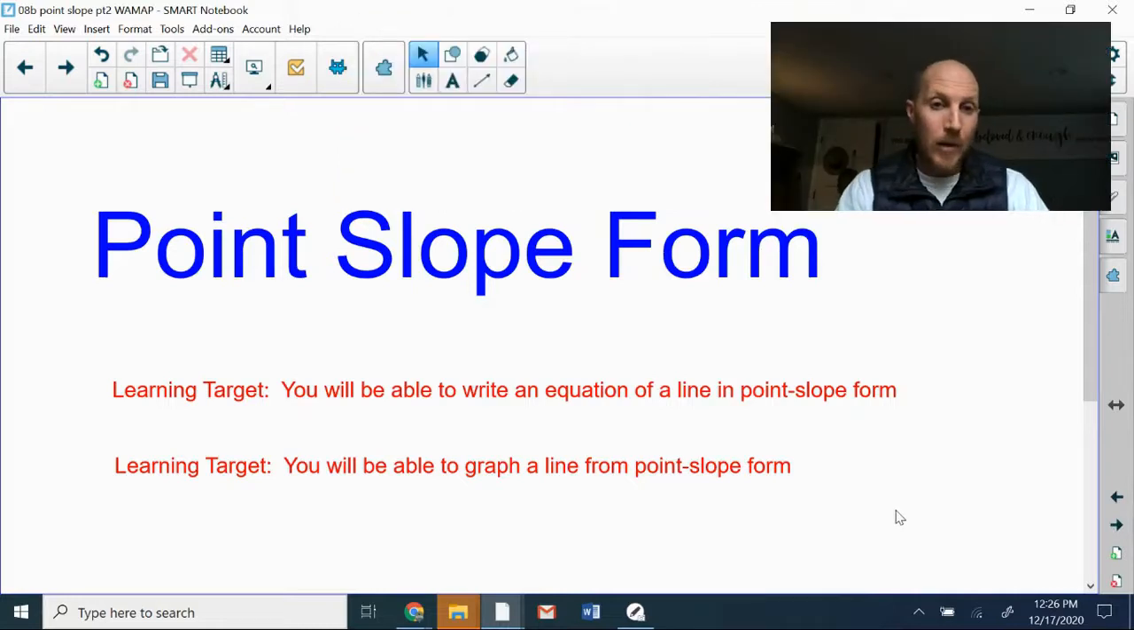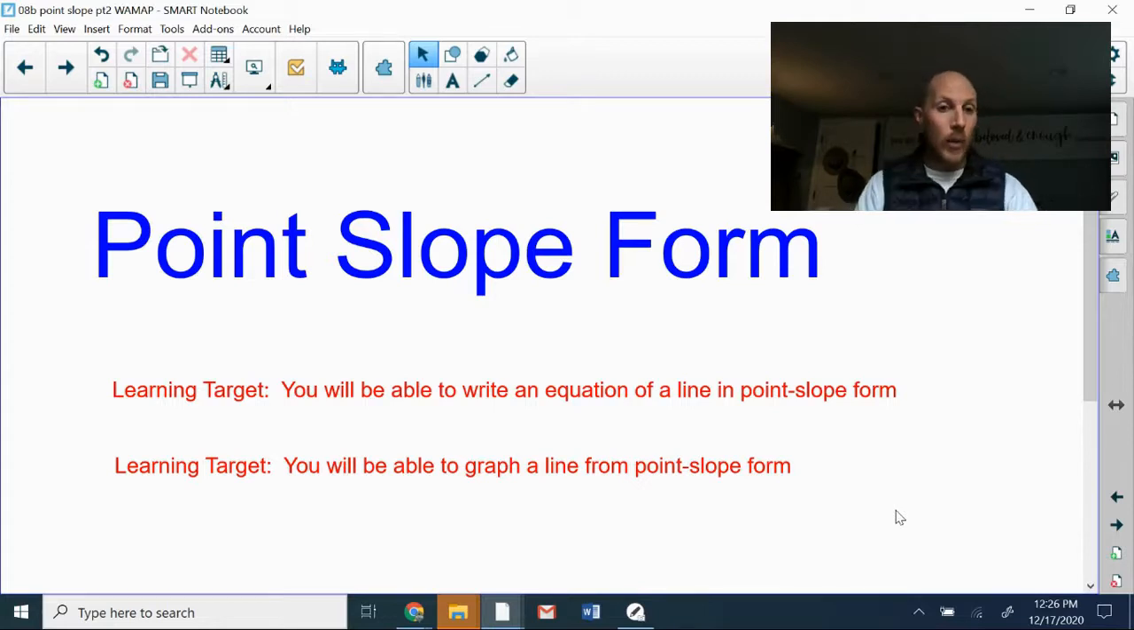Cool. Today's topic is point slope form. Same thing we've been doing the last several lessons. We're going to continue with point slope form. We have those same two learning targets again today. We'll be able to write an equation if we're given some information. And the second one is we'll be able to graph a line from point slope form.